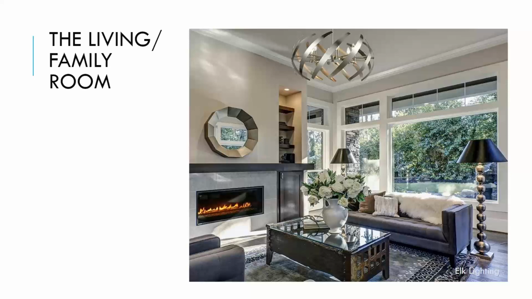Recessed, track or rail, those are also some great avenues to go in a living room and a family room. And then again, like we discussed, task lighting: portable lamps, floor lamps, table lamps, all of those get mixed in to help with reading, or even as a decorative element in the living room.